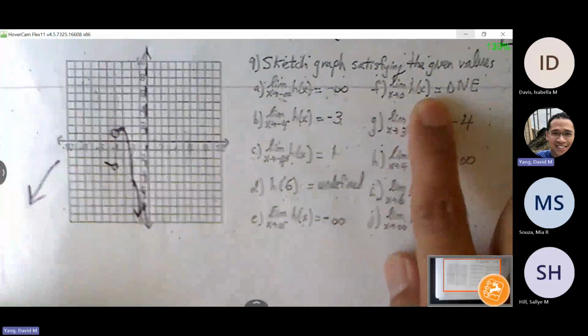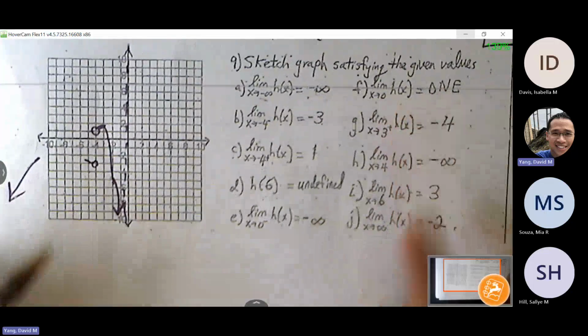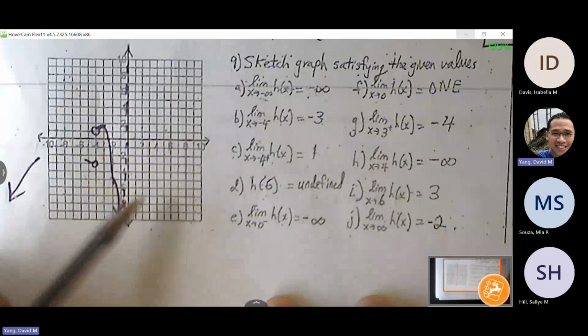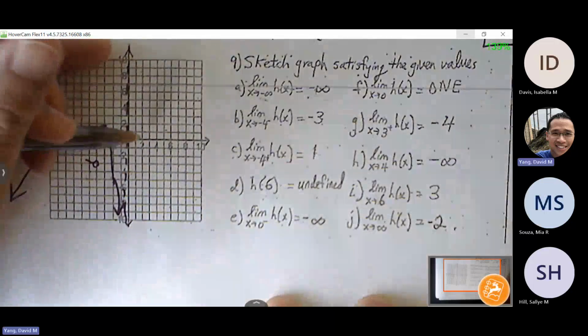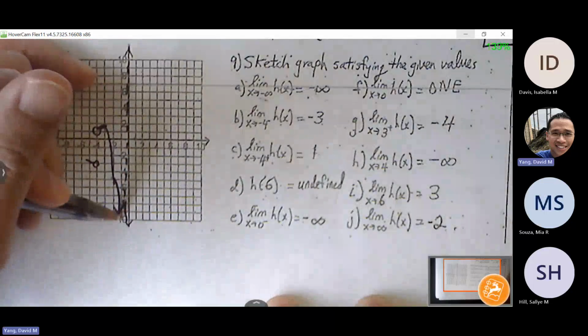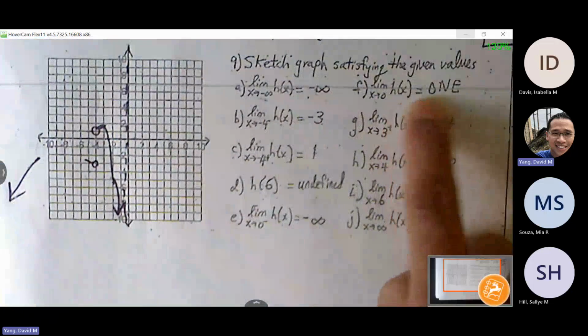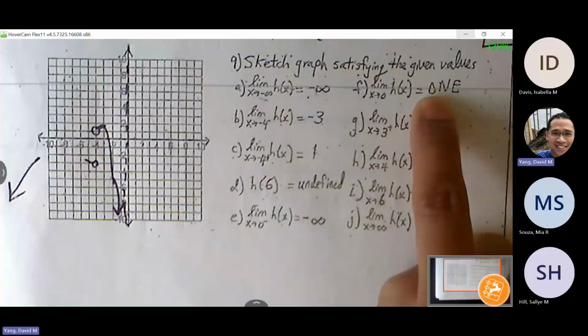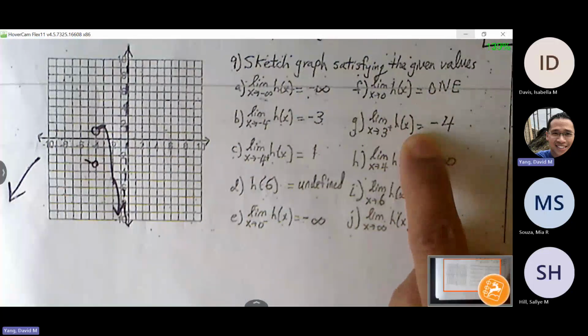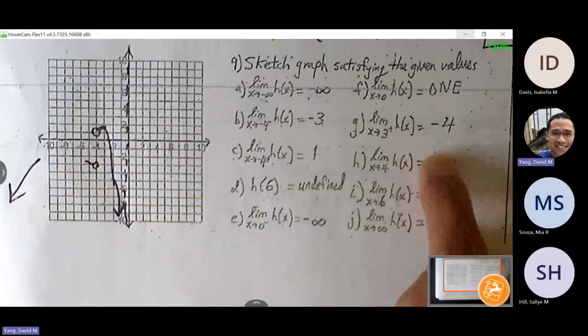Okay, but then the limit as x approaches 0 does not exist. So I could do anything here. I can leave this empty, I could go down, I can go up. Either way, we already know there's a vertical asymptote, so the limit doesn't exist. That's perfectly fine. We leave it the way it is. Okay, approaching 3 from the right is -4.